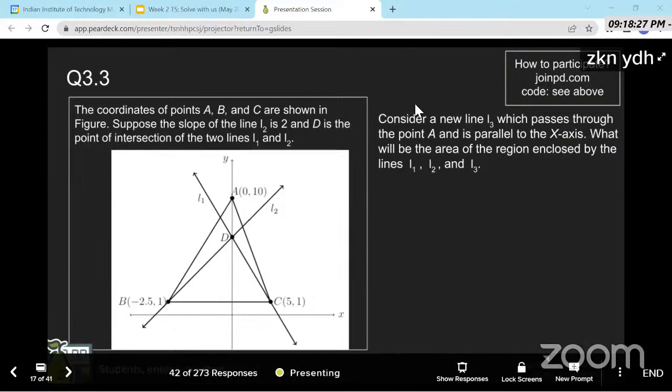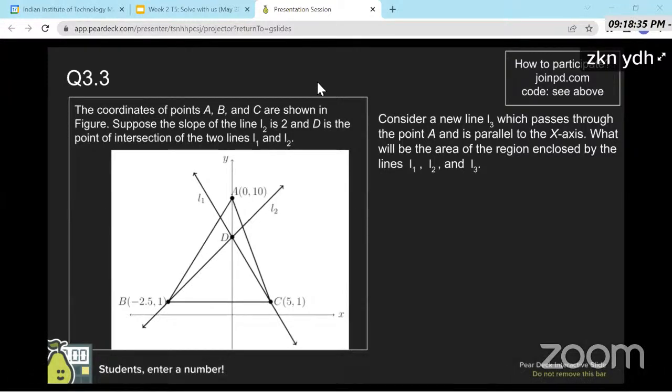Done. Okay. Speak now. Tell me what is it that you were asking. Sir, do L1 and L2 touch L3? Both of them touch. L3 passes through A and definitely touches L1 and L2. Okay, sir.